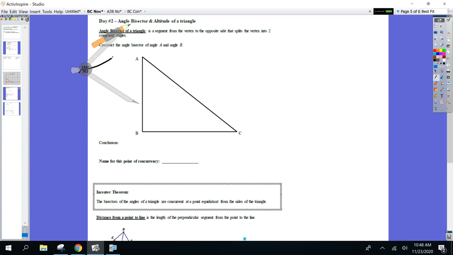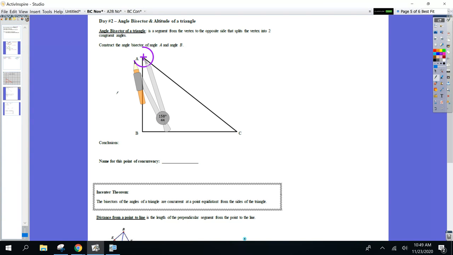So everyone put your compass point on A or B, depending on what you're going to bisect first. Make an arc through angle A or B, so it intersects in two spots. From here, depending on how you feel with your compass right now, you can open or close your compass, but just make sure the next two arc marks are made with the same opening.